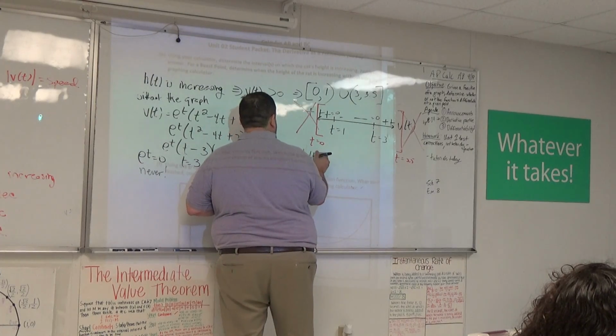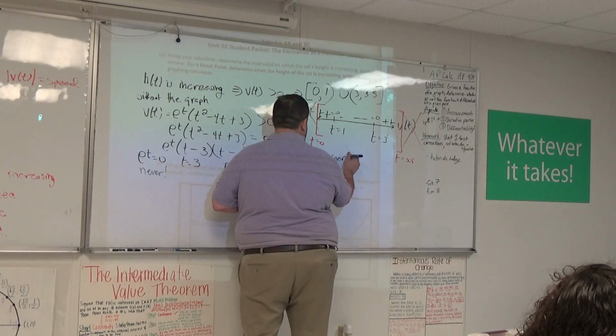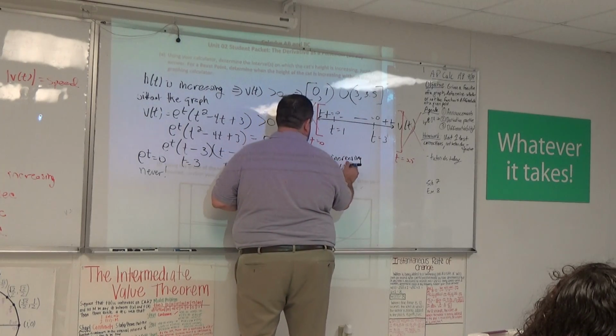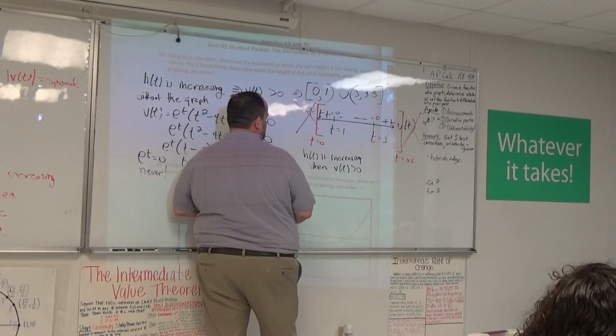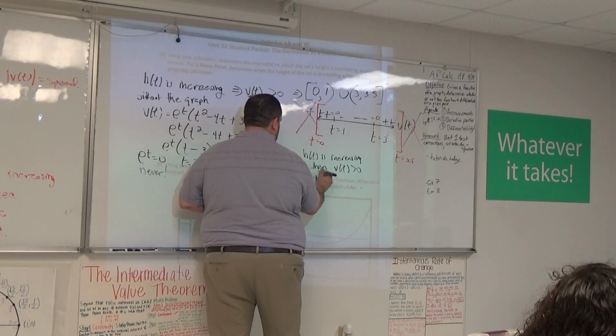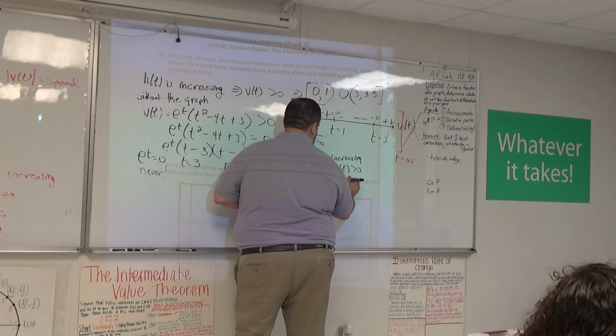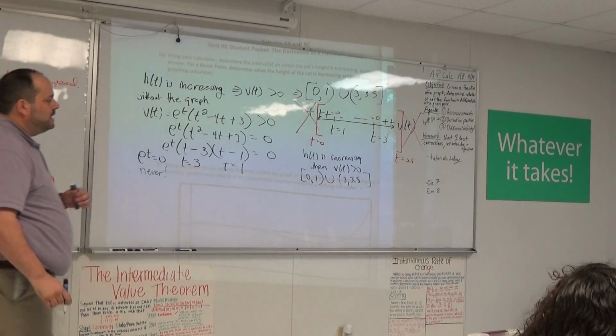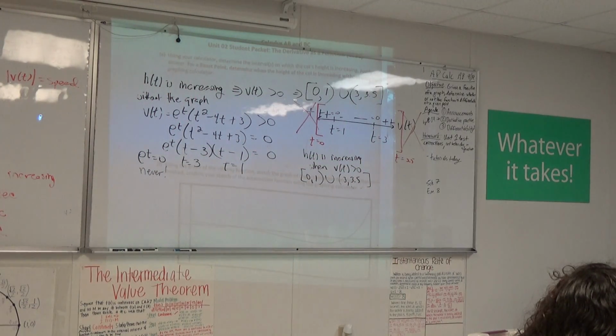H of t is increasing when v of t is positive. When's v of t positive? From 0 to 1 and from 3 to 3.5. Brackets on the 0 because velocity is positive there. Brackets on the 3.5 because velocity is positive there. And all the friends are okay?